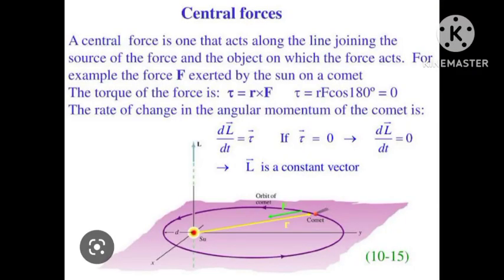A central force is one that acts along the line joining the source of the force and the object on which the force acts. For example, consider the force F exerted by the sun on a comet. The torque is tau is equal to r cross F. Tau is equal to rF sin 180, which is equal to 0. The rate of change of the angular momentum of the comet under the central force is dL bar by dt is equal to tau. If tau is equal to 0, dL by dt is equal to 0. Hence L is equal to constant. L is a constant vector.